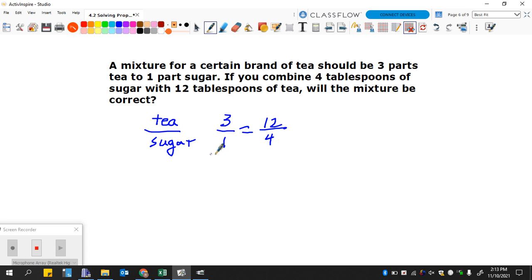When we cross multiply, we're going to see if that's proportional: 3 times 4 and 1 times 12. 3 times 4 is 12. 1 times 12 is 12. So yes, that would be the correct mixture.